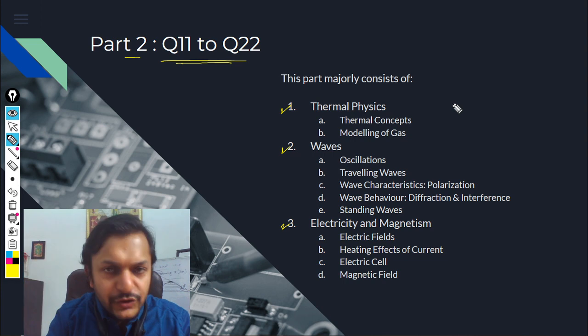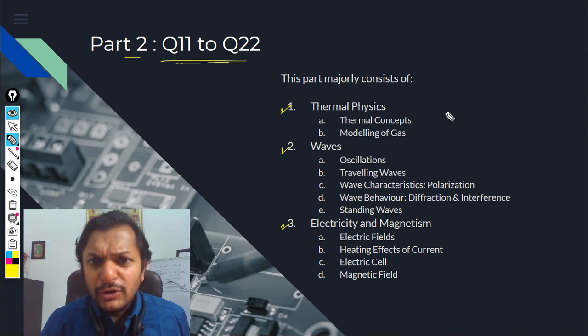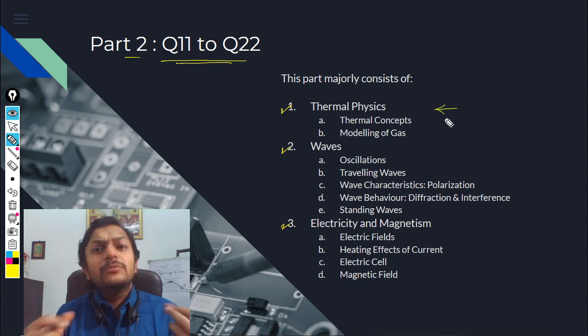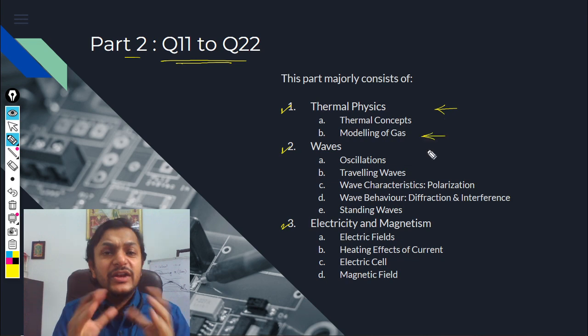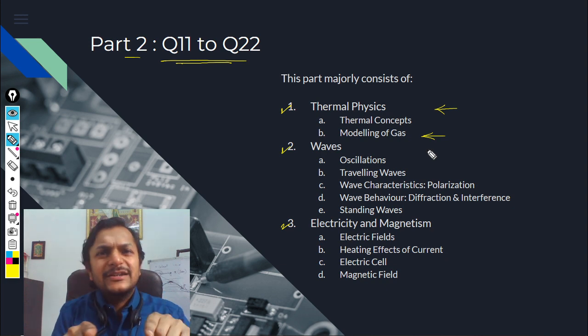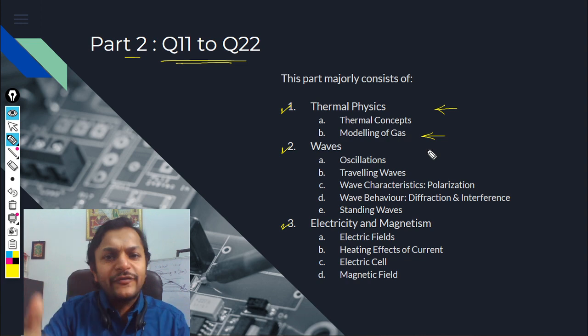To be clear, take thermal physics. There are so many topics here: thermodynamics, the ideal gas, PV = nRT, modeling of gas. This is also a difficult topic because there are so many formulas to be remembered. So I think this topic is a little confusing, but yes, it is the easiest of these 3.